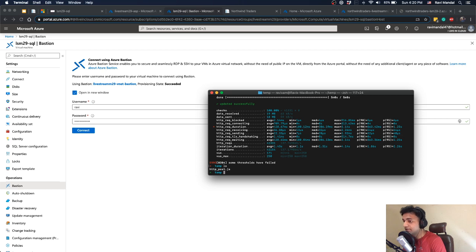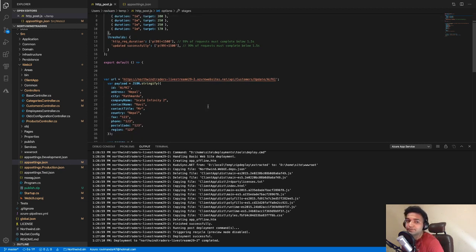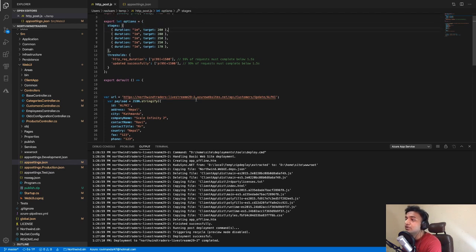I have a load test for this particular stuff. So what I can do is let me show you the load test first. The load test is just hitting an API and updating the database. What it does is, for the first minute it will try to create 200 users at a time.